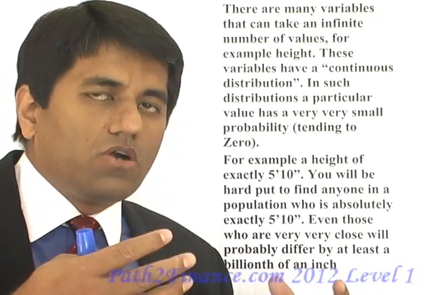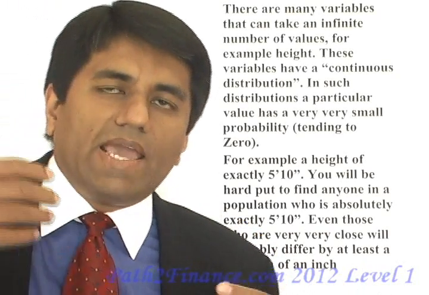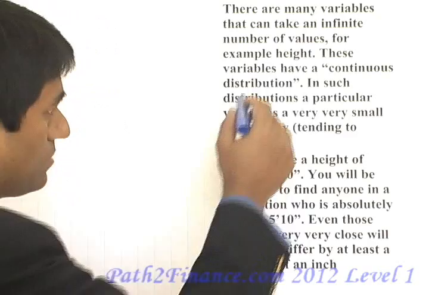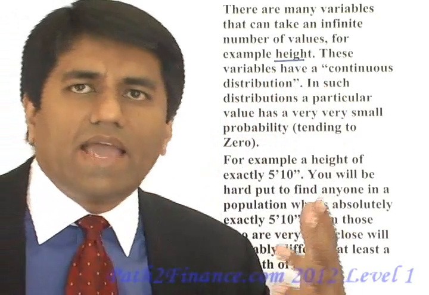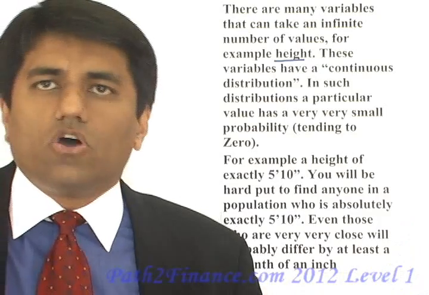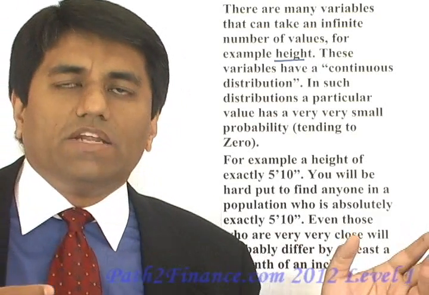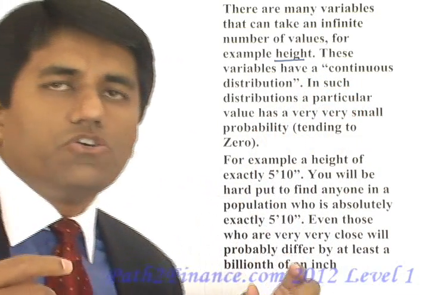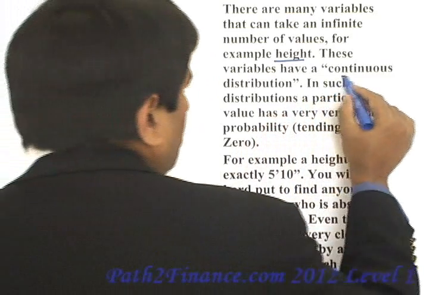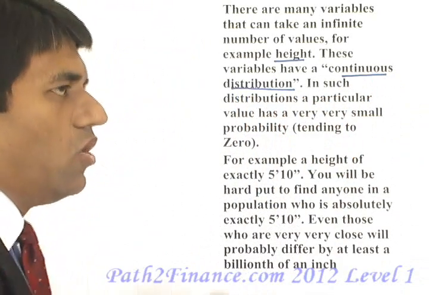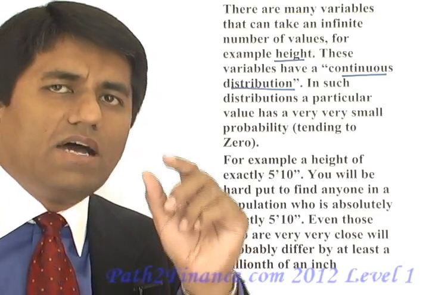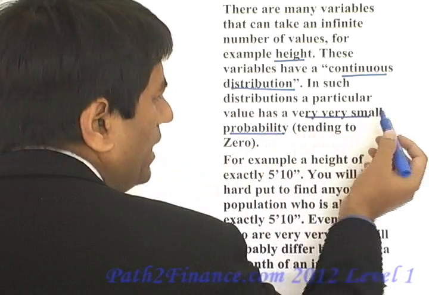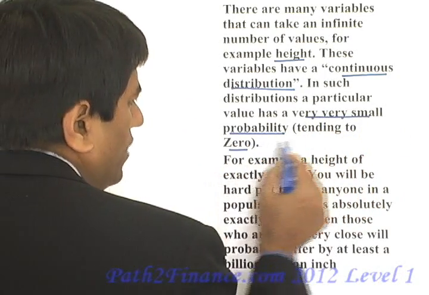Now in the real world, of course, many variables take an infinite number of values. For example, you have height. Now height is a continuous variable, so it can take many different values. For such variables, the distribution is a continuous distribution. So a particular value has a very small chance of occurring. So it has a very, very small probability tending to 0.